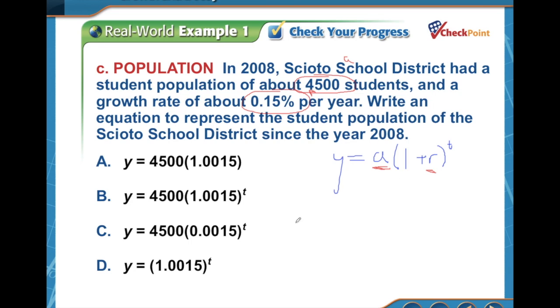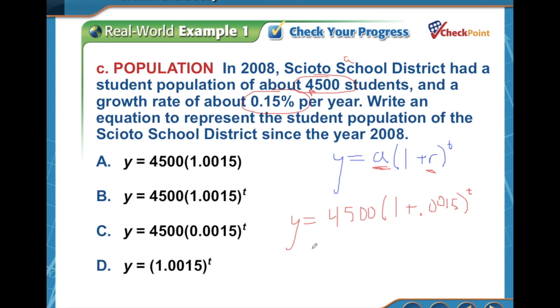So if we keep everything else the same and just plug in those two pieces, we know our amount in any year will be 4,500 times the quantity 1 plus. Now our rate is this percent, 0.15%, but we must write that as a decimal, and remember that to turn a percent into a decimal, we have to back the decimal up twice. So this will actually be 0.0015 as our rate, and to the power of t, we don't know what t is.